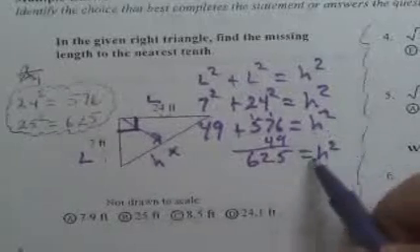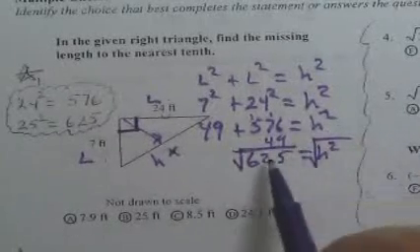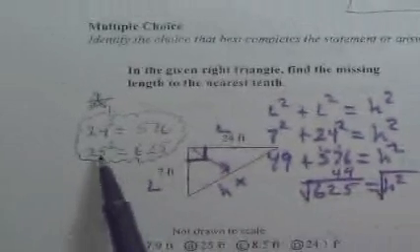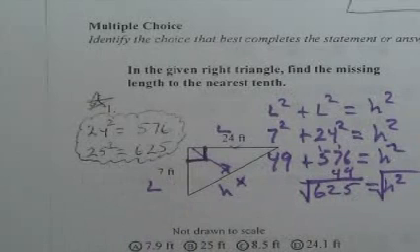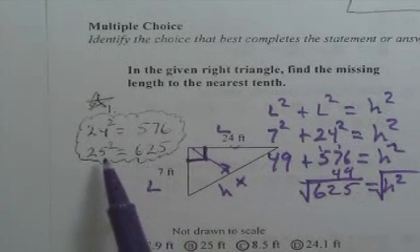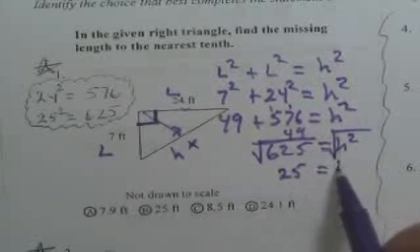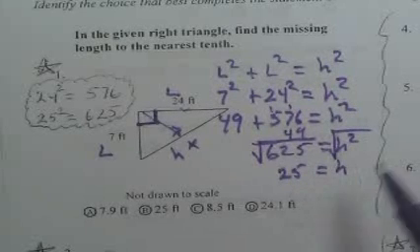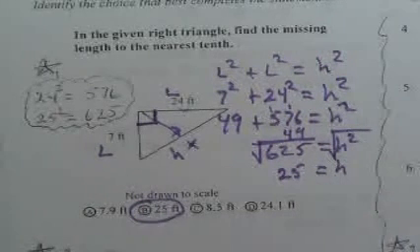Now I take the square root. And the square root of 625, hey, wait a minute. 25 times 25 is 625. Right? So that means H is 25. And if I look, there's the answer right there. Letter B.